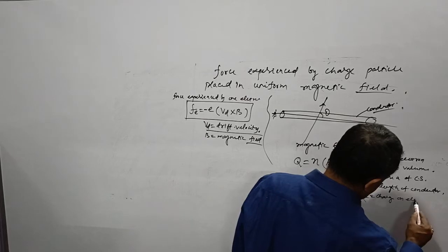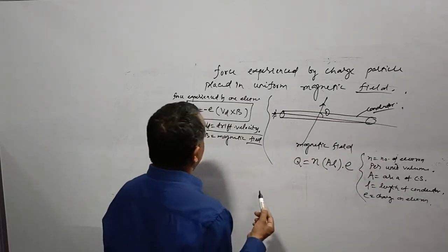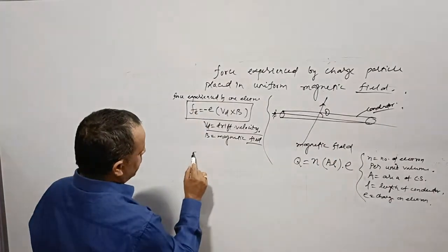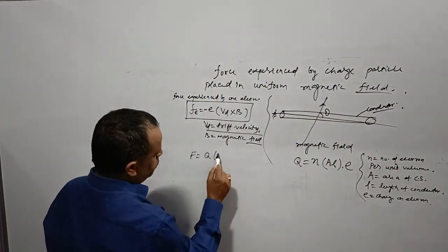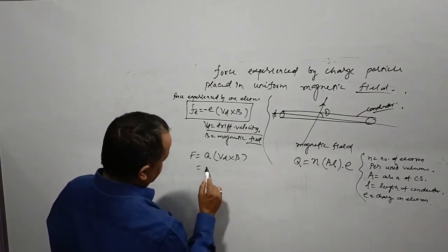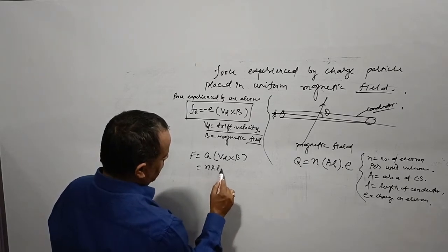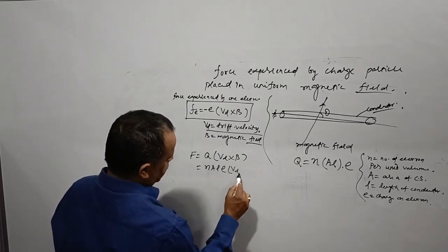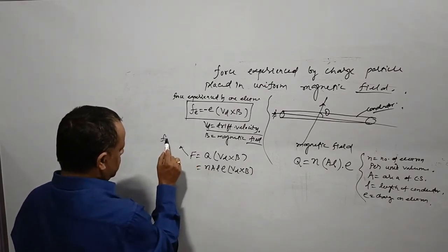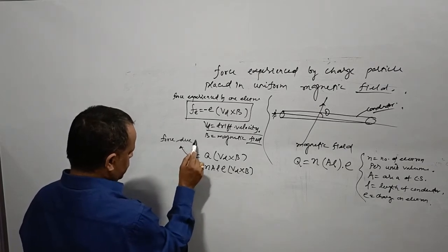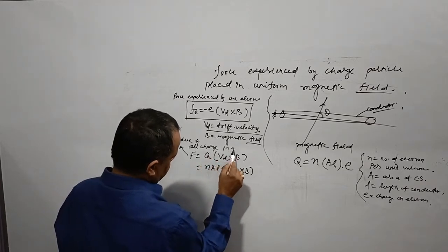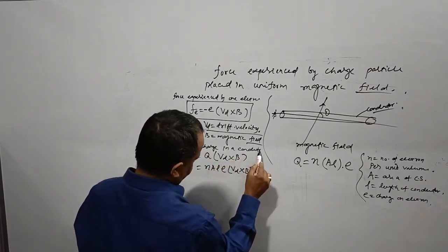So the total force due to all this charge will be equivalent to Q into Vd cross B. Q is n into A into L into e, into Vd cross B. This is the force due to all the charge in a conductor.